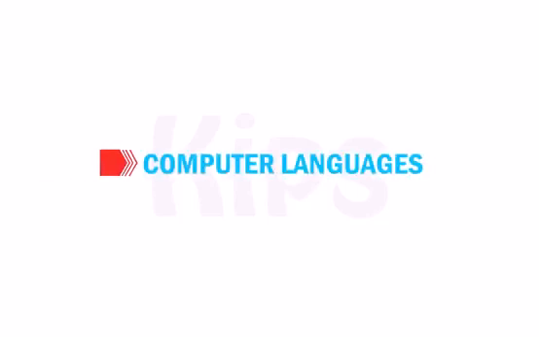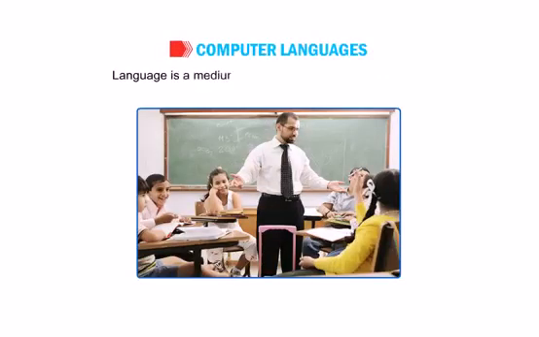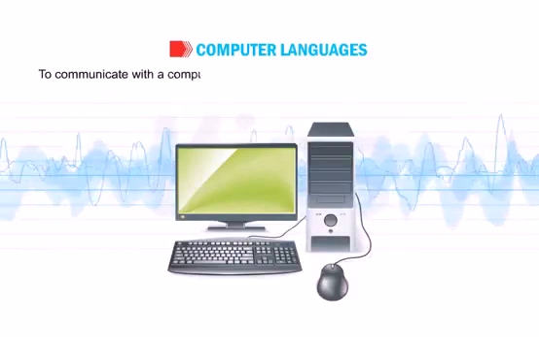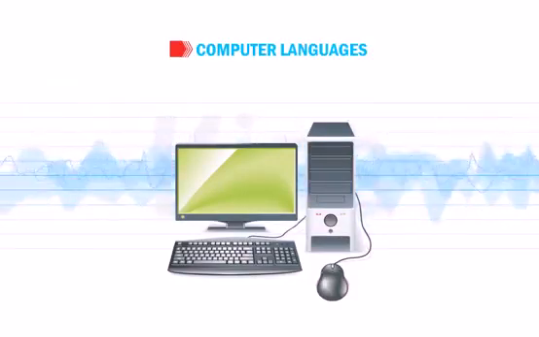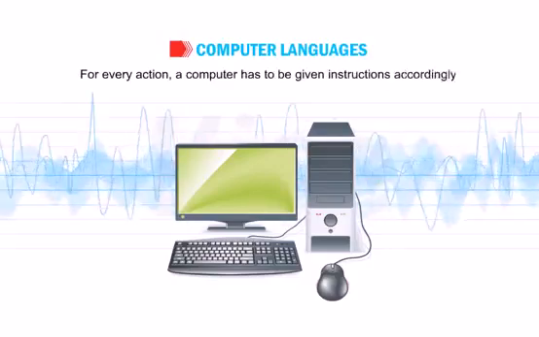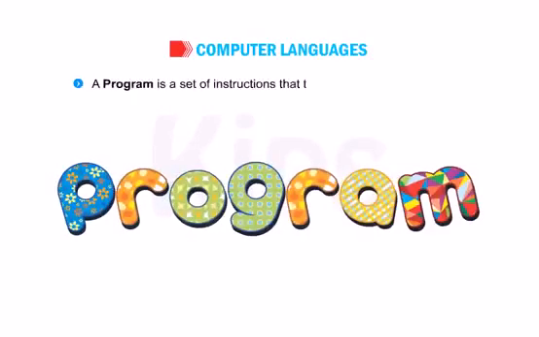Okay, students, let us talk about computer languages. Language is a medium to express our views and feelings. To communicate with a computer, we need a language that a computer understands. For every action, a computer has to be given instructions accordingly. A program is a set of instructions that tells the computer what to do.